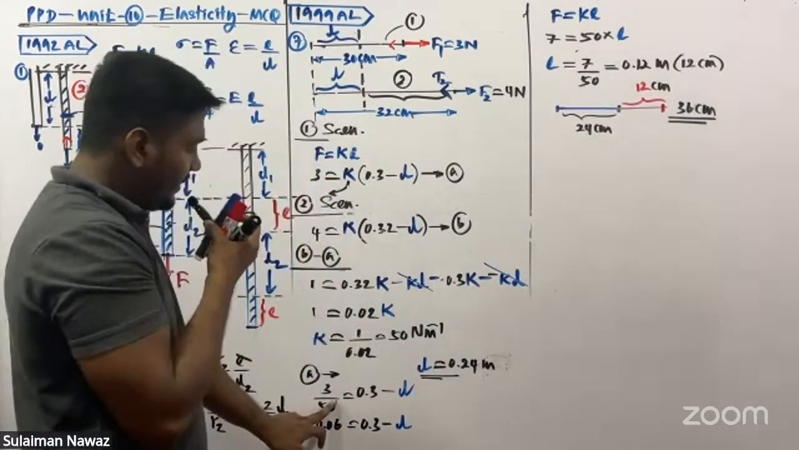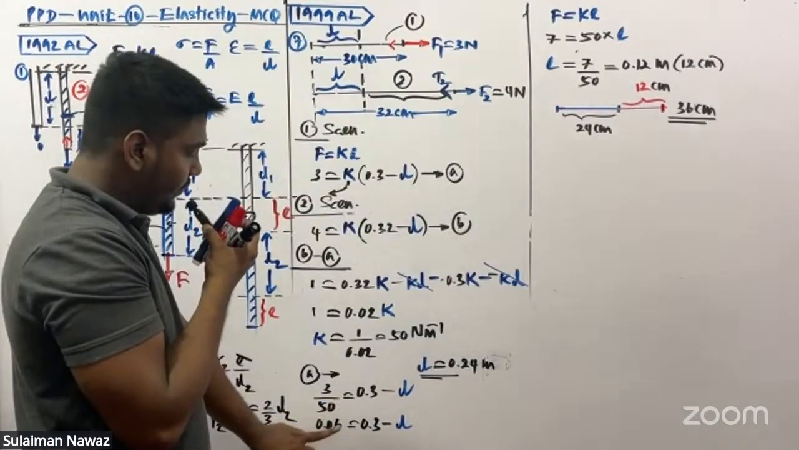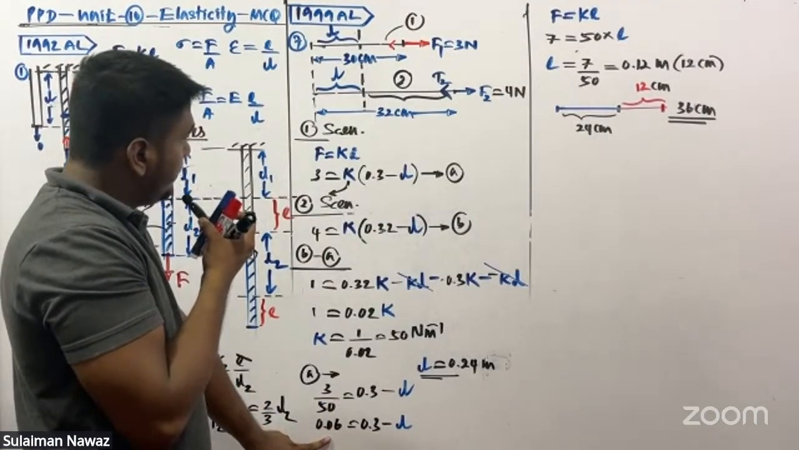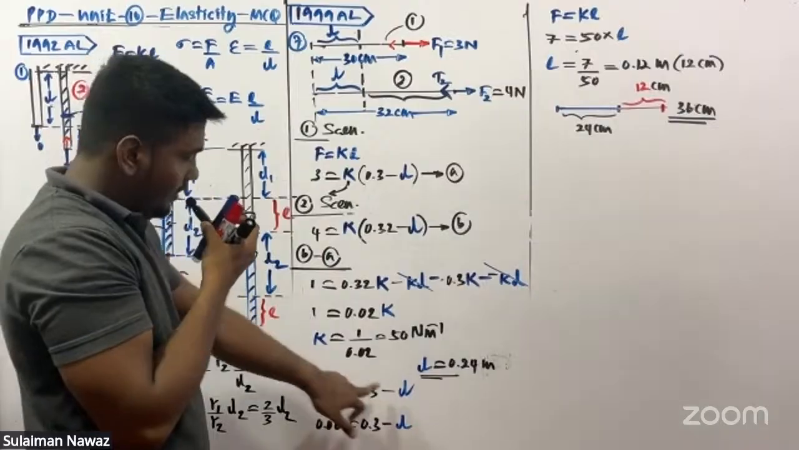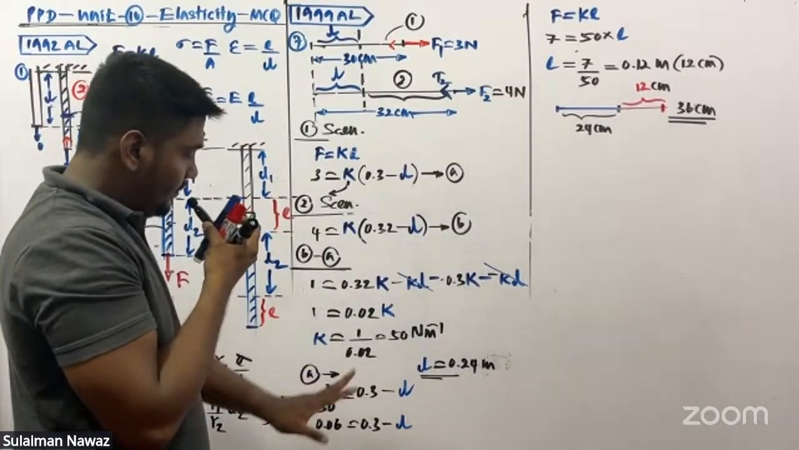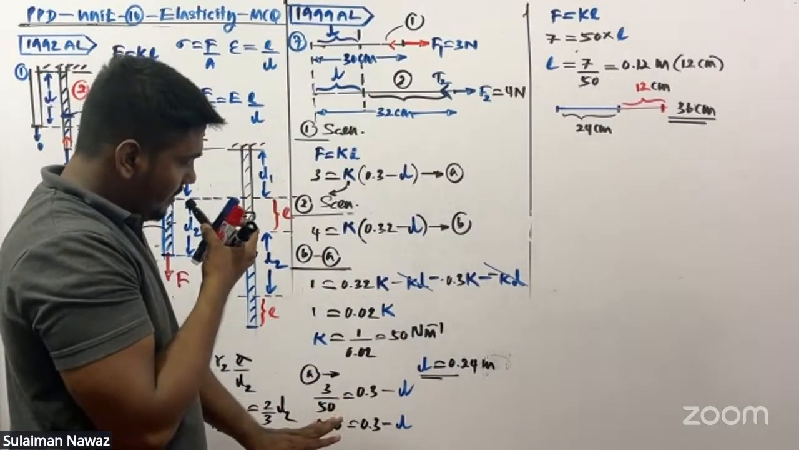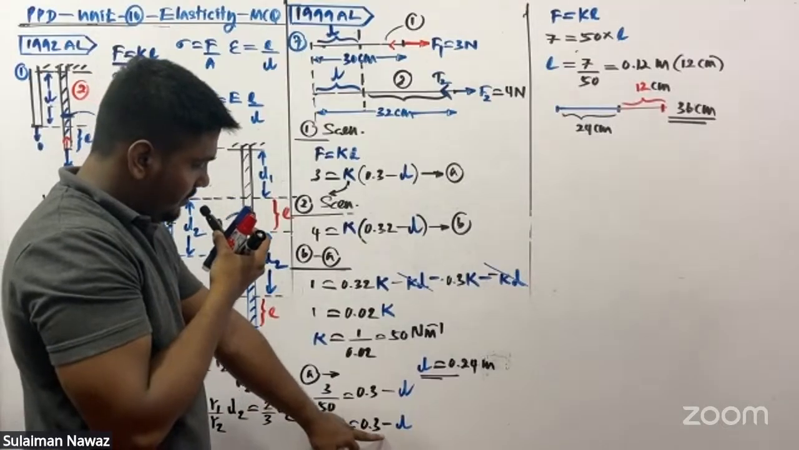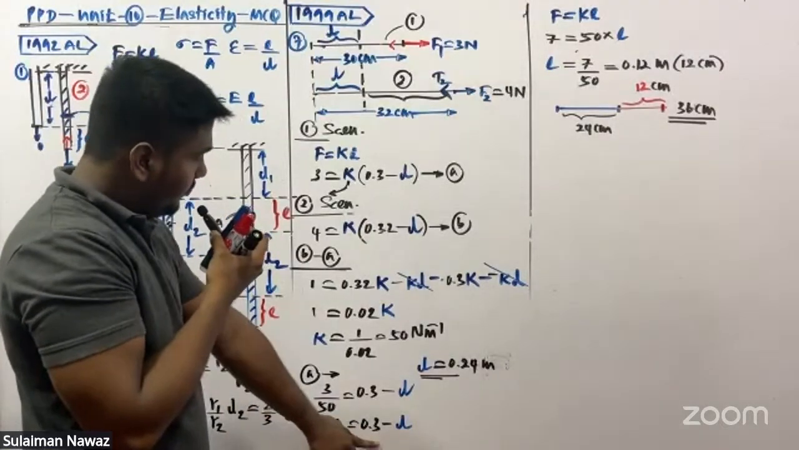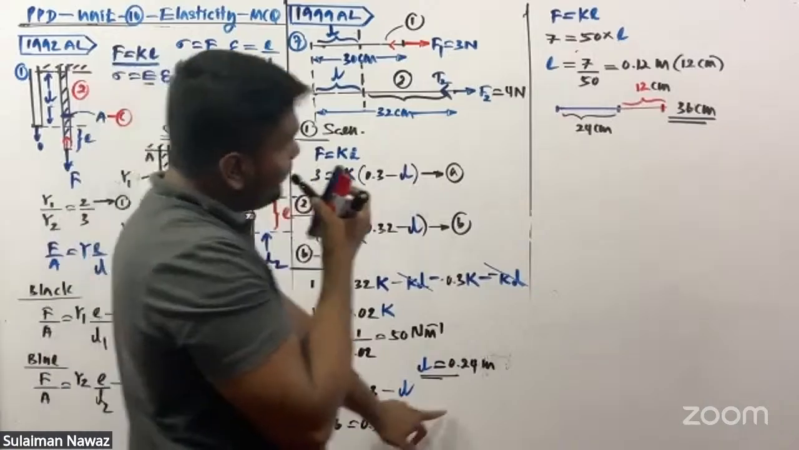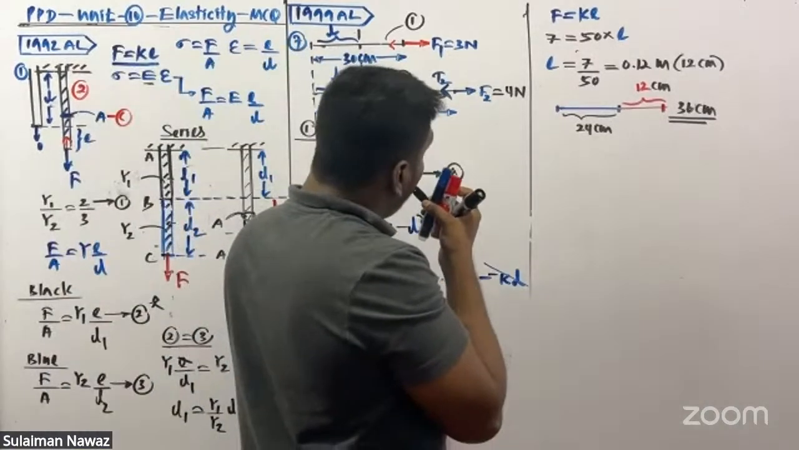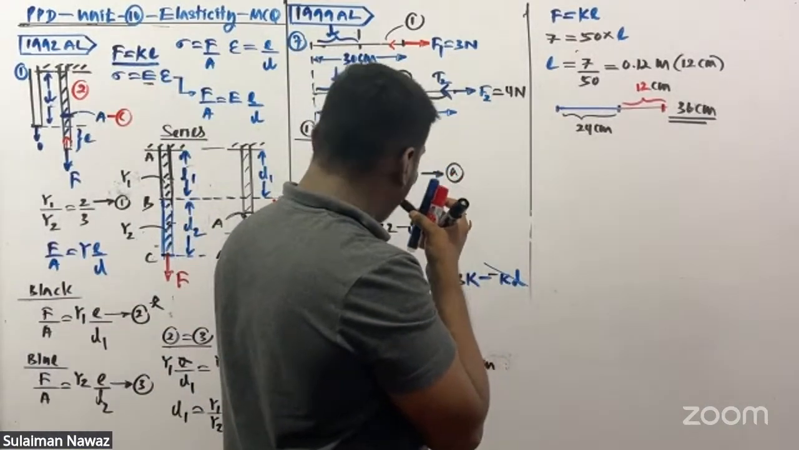Here, 0.3 minus L. L means 0.3 minus 0.06. That means 0.24. Correct? 0.24. Then 0.24 is L.